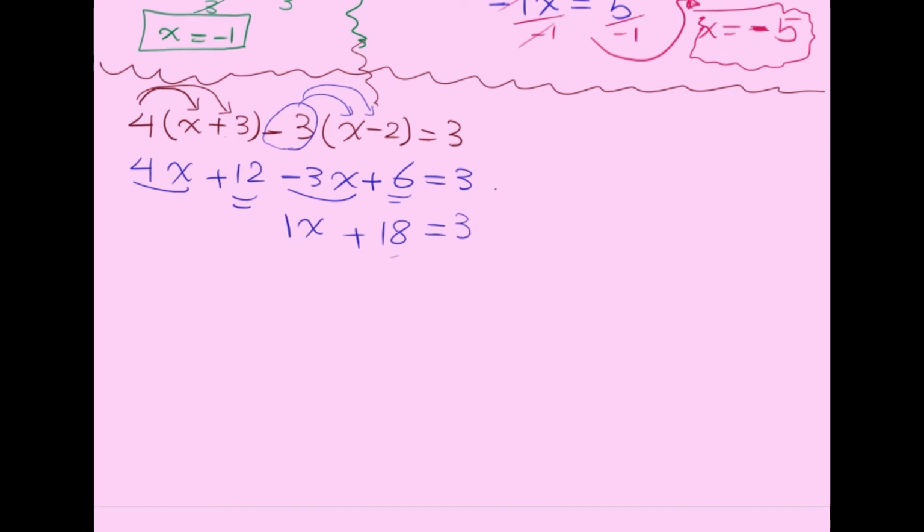Next step, you have to move this guy to the other side. So therefore keep 1x on the left side. On the right you have 3, and if you move 18 to the other side, it becomes negative 18. So therefore it would be 1x, or you can just simply say x, and then 3 take away 18 would be negative 15. So therefore the final answer is this.